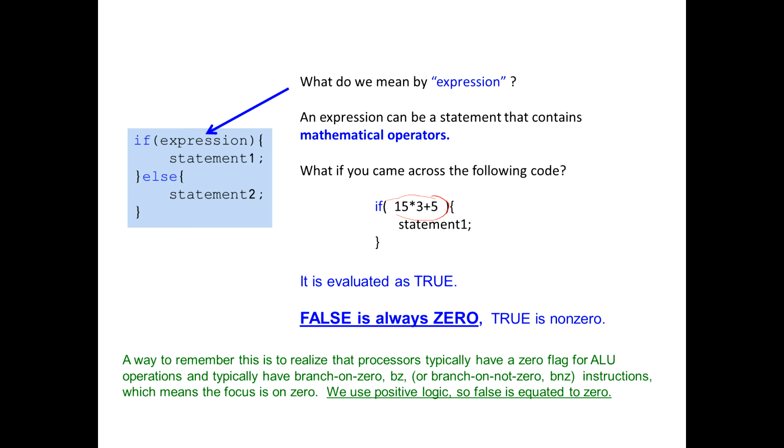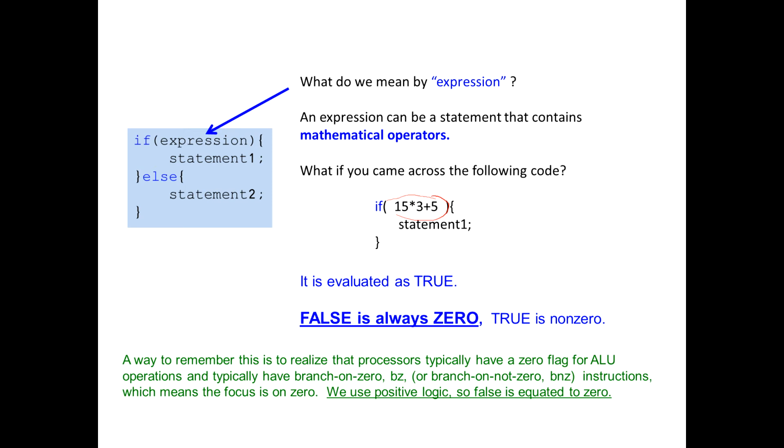That would be evaluated as true, and statement 1 would run. Only when this would turn to 0 would it be considered false. And so the question is sort of why is that? This has to do with how checks are done internally in the CPU.